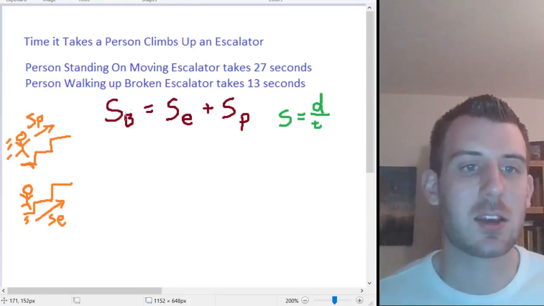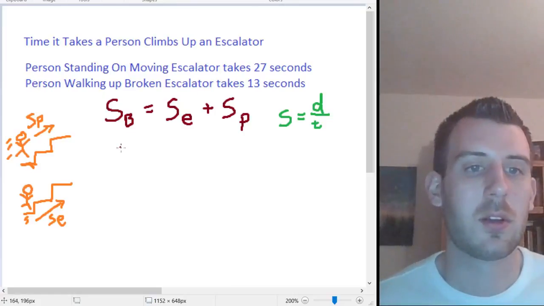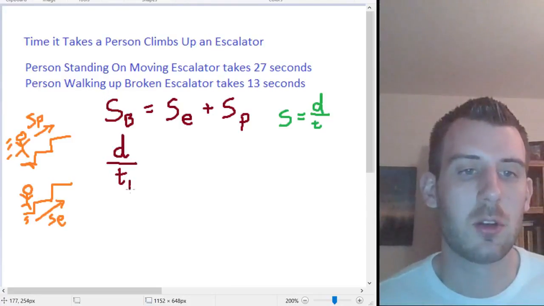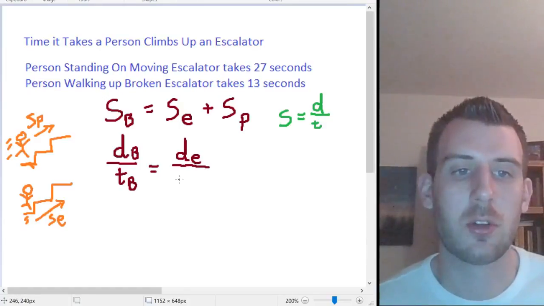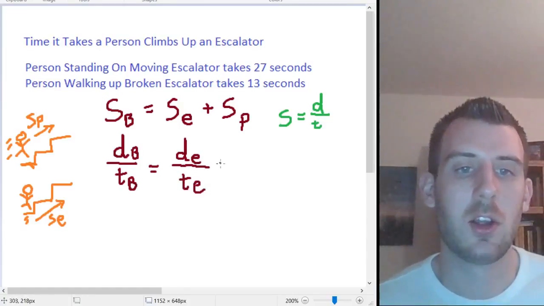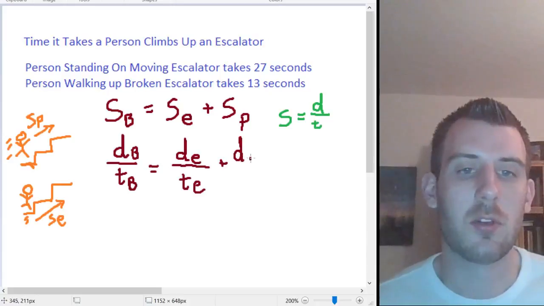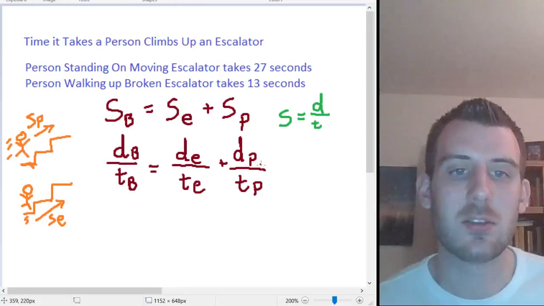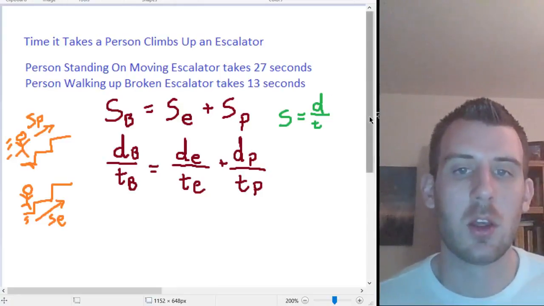So I can take each of these and I can replace it with distance over time. I just have to make sure that I'm keeping the same notations. The distance of both equals the distance the escalator travels over the time it takes the escalator, plus the distance of the person over the time it takes the person. Because each of these becomes the speed. Okay, what's the next line down?